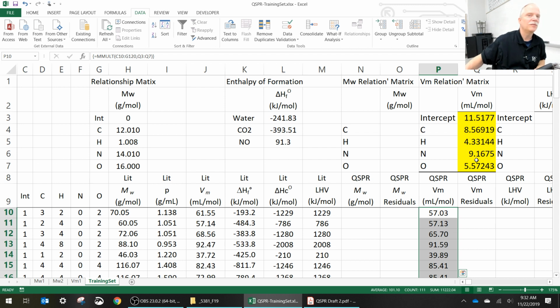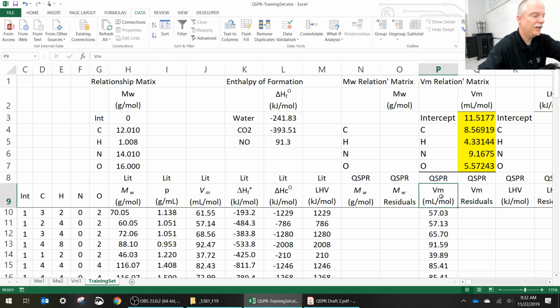Okay, so we have an R squared for this, but I like to use what's called a performance plot. We have literature values, and we have our modeled values. In a perfect world, they're the same number, right? So if we plot our QSPR values versus literature values, we ought to have a slope of 1 and an R squared of 1. We shouldn't have any scatter in the data. So let's take this VM column.